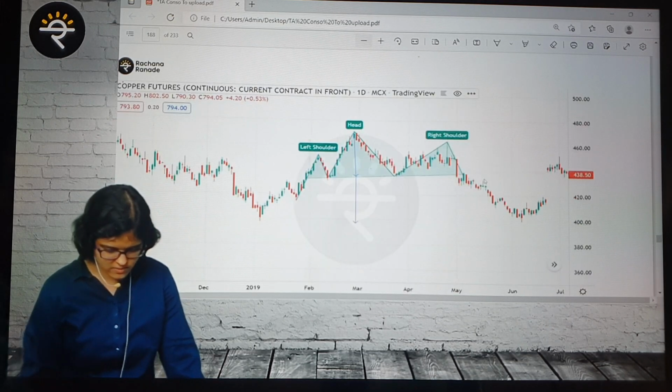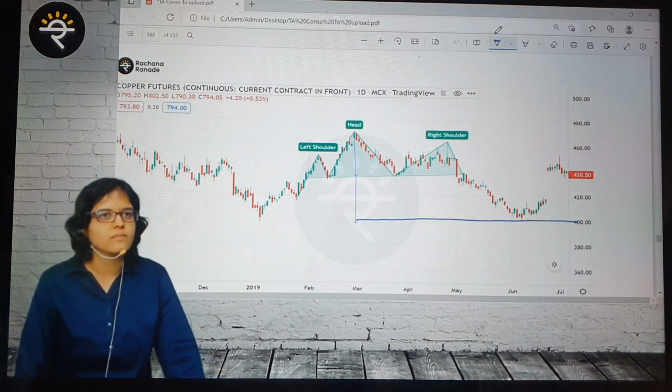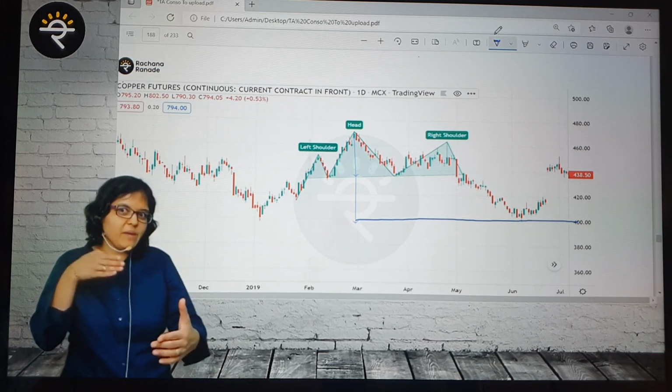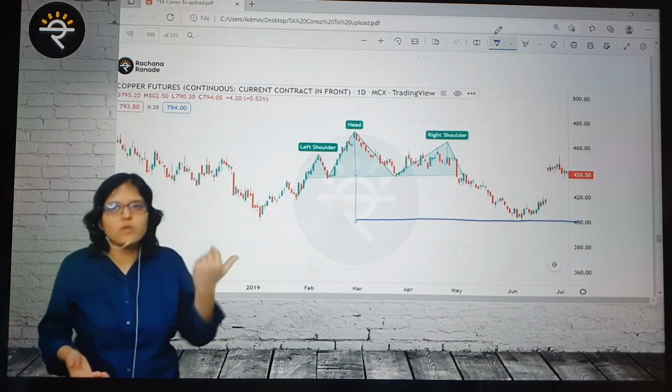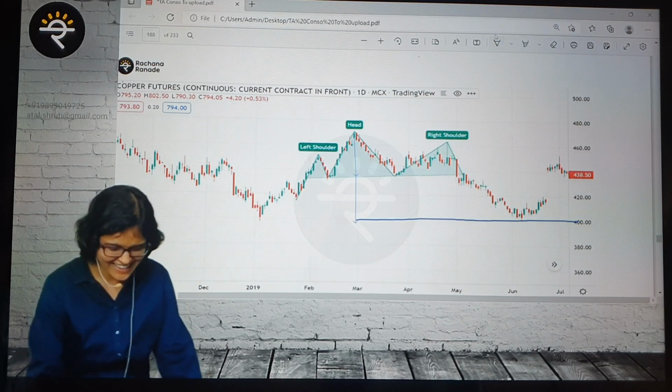Let's see if the target has been hit. This was right. This target has almost been hit, see. So generally, don't wait till the target is actually met 100%, because sometimes it might hit intraday and come back. So maybe a percentage before that only you can enjoy the profit. Alpa, Santushima. Okay, clear with this one.